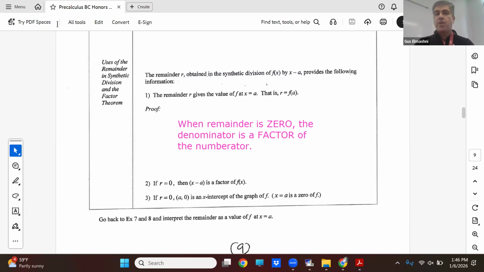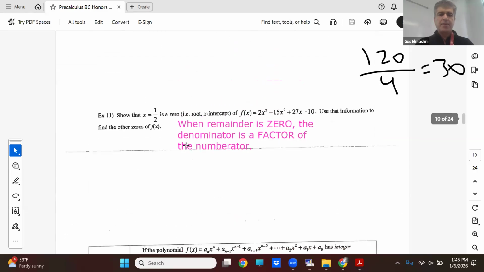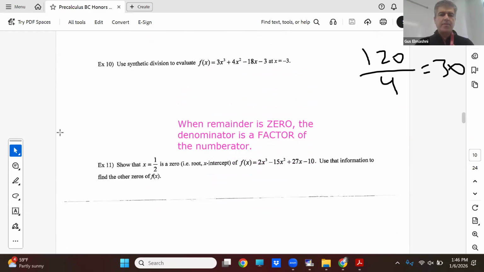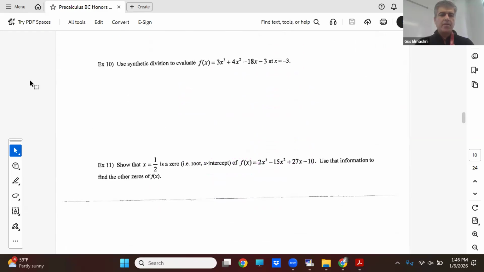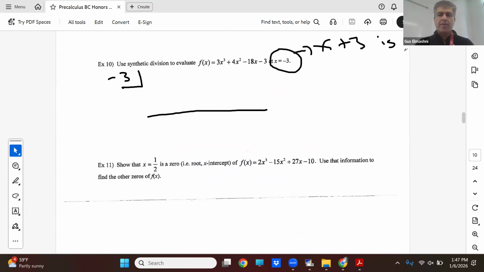Which we know is true for any number. Like if I have 120 divided by 4, what's 120 divided by 4? 30, right? No remainder. Is 4 a factor of 120? Sure, of course. 100%. So how would I go about this here? Because you're assuming x plus 3 is a factor, so negative 3 is a 0 as you're told.